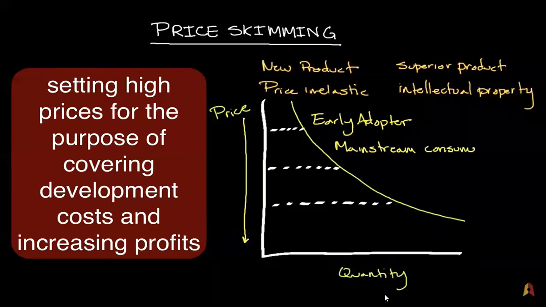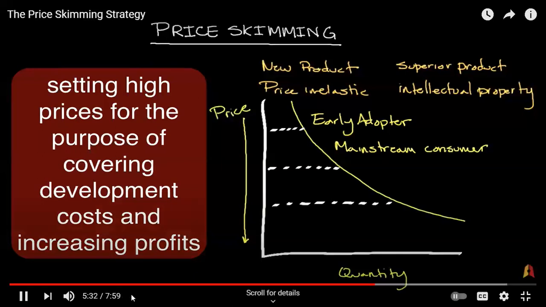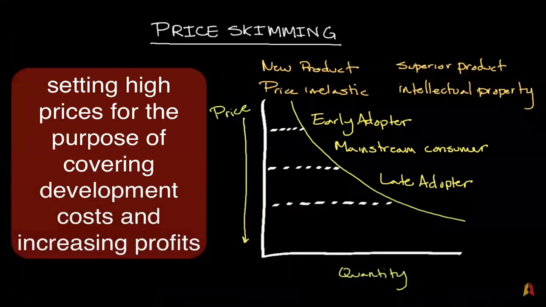Doesn't need to be the first person to be able to use the product, but certainly has a need for it. But then at some point, we run out of the mainstream consumer. And so we have to price our product lower yet again to go after another segment of the market. And this might be our late adopter, right? The person who under normal circumstances wouldn't purchase the product, but because the price is so low, there's an incentive to do so. So that's how price skimming gets its name.